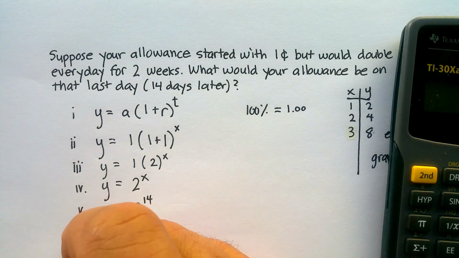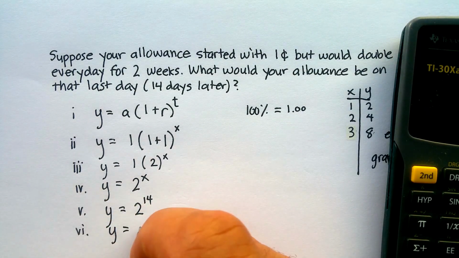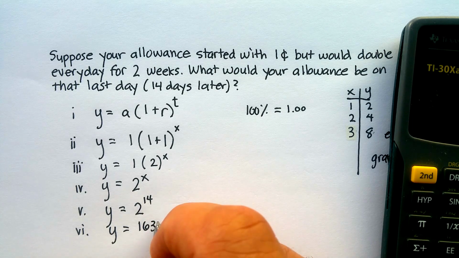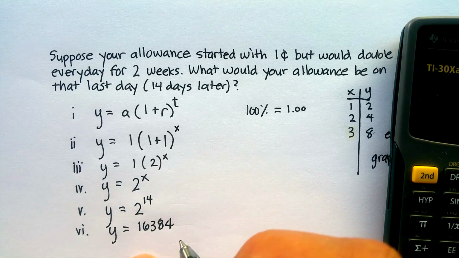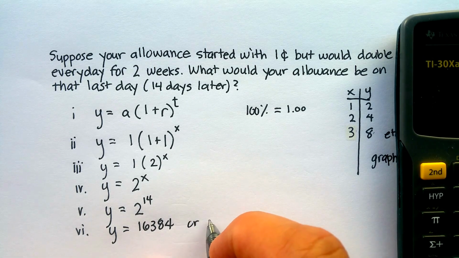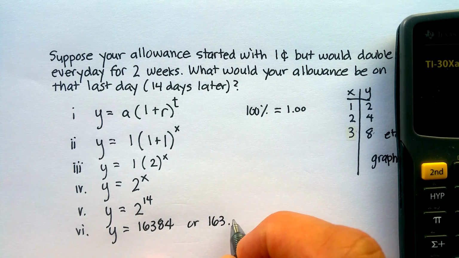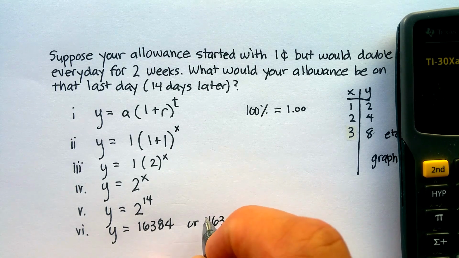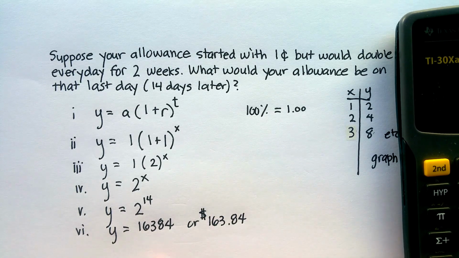16384. So on day 14, I would have 16,384 pennies, or $163.84 for that allowance. Okay?